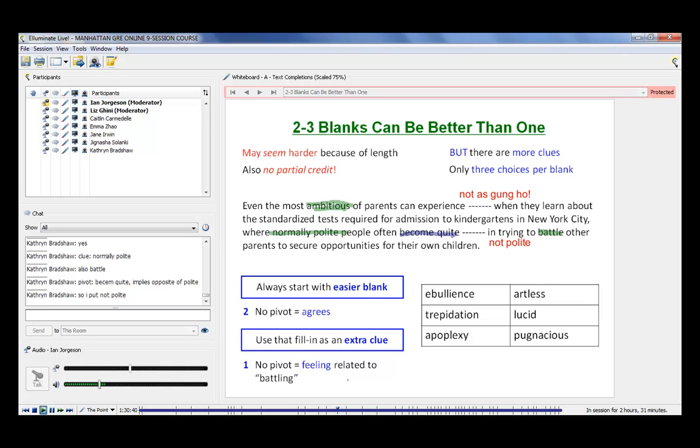Does ebullience mean that? No, ebullience means full of energy and happiness. Does trepidation mean that? Trepidation we saw earlier, we saw intrepid, which means fearless. Trepidation is from the same root, but it means having a lot of fear, where trepidation is fear itself. And then apoplexy. What does apoplexy mean?